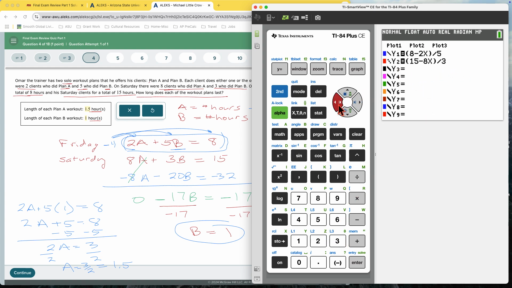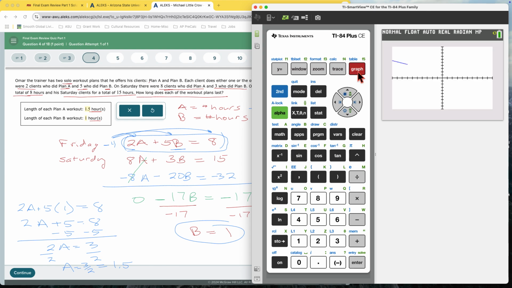I just noticed I've got an arrow over here. I've got a dotted line, and there's nothing wrong with a dotted line, but I'd like to get a solid line. So do this. There we go. Nice and solid. Okay, so a blue line and a red line. I'm going to graph this. And they're intersecting there at 1.5, 1.